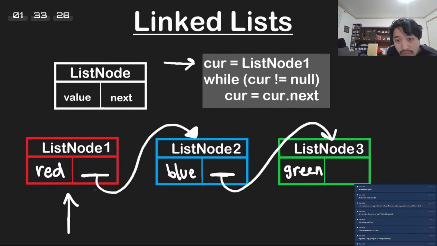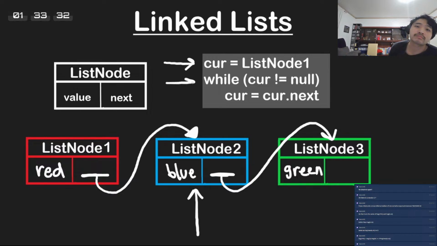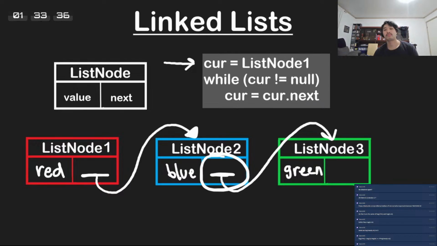Current is going to be set to next. So we're going to follow our next pointer over here, which is now going to be pointing at the next node. Very simple. Then we're going to go back to our conditional. Current is still not equal to null, so now let's set it to current.next. So we're going to follow the next pointer, which is now pointing at the green node. So this is where our current pointer is now going to be.